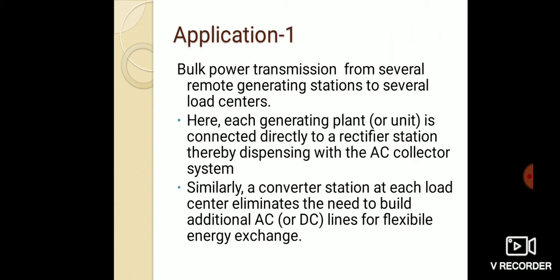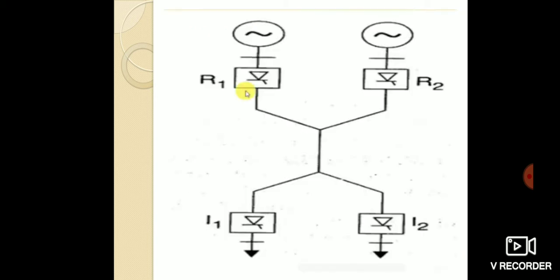Application 1: bulk power transmission from several remote generating stations to several load centers. Here each generating plant is connected directly to a rectifier station, thereby dispensing with the AC collector system. Similarly, a converter station at each load center eliminates the need to build additional AC or DC lines for flexible energy exchange. Here, the rectifiers are connected to the inverters. R1, R2 are rectifiers and I1, I2 are inverters.